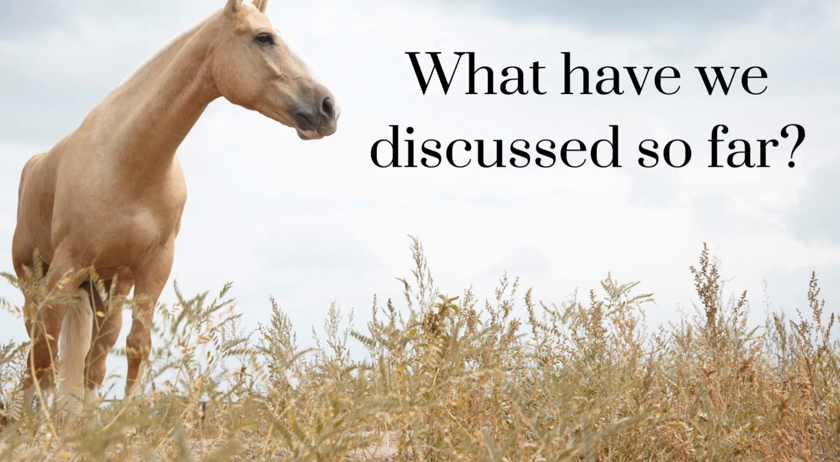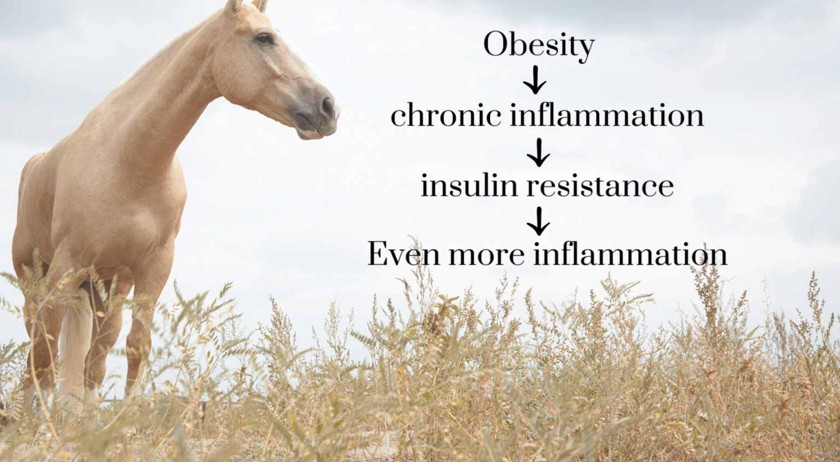Before we explore how laminitis is linked to obesity and insulin resistance, let's quickly recap what we have discussed so far. Obesity causes inflammation in the body. This inflammation can kickstart insulin resistance in the body, which can lead to more inflammation. This is similar to type 2 diabetes in humans. But remember, like type 2 diabetes in humans, the horse does not have to be obese to acquire insulin resistance.